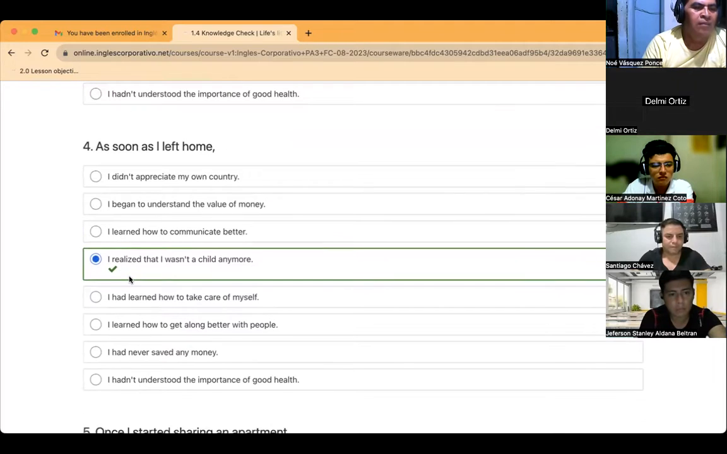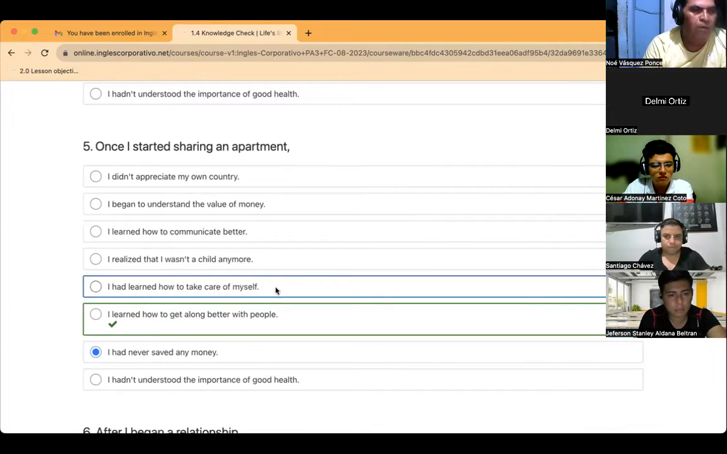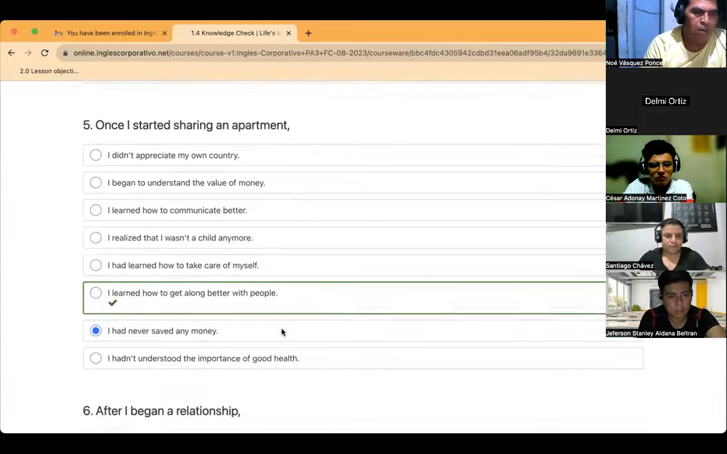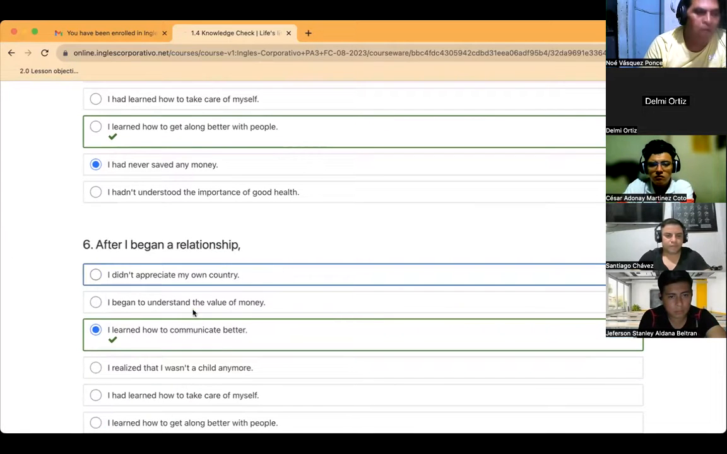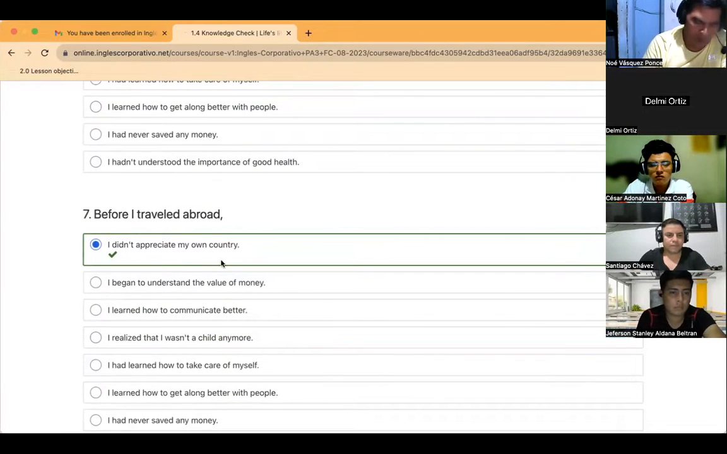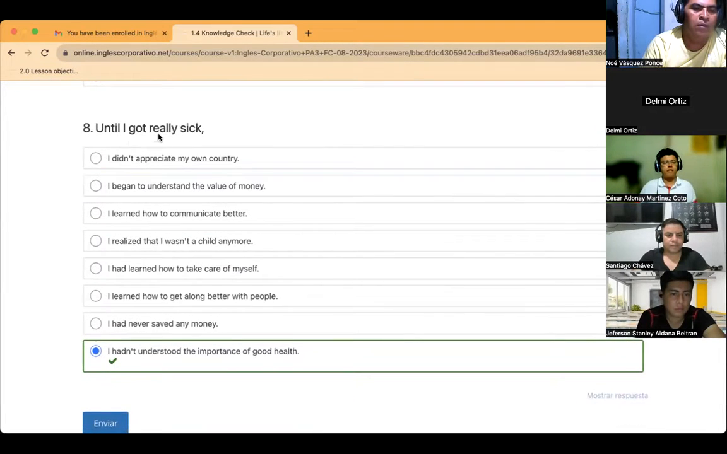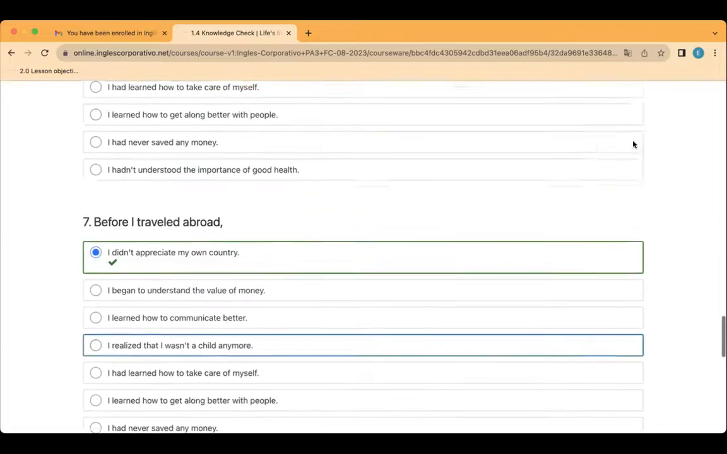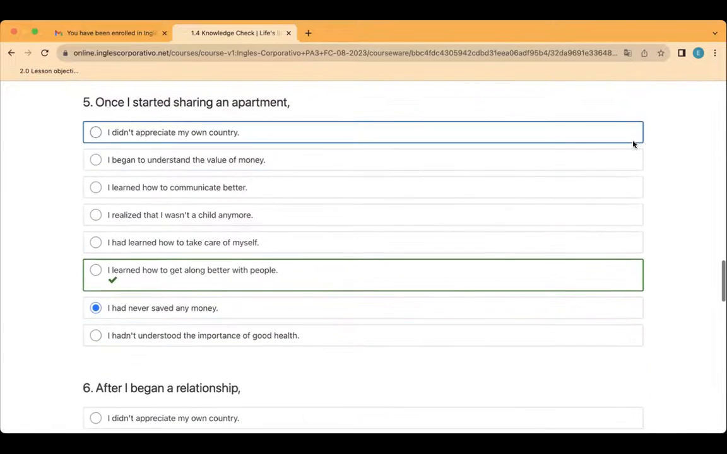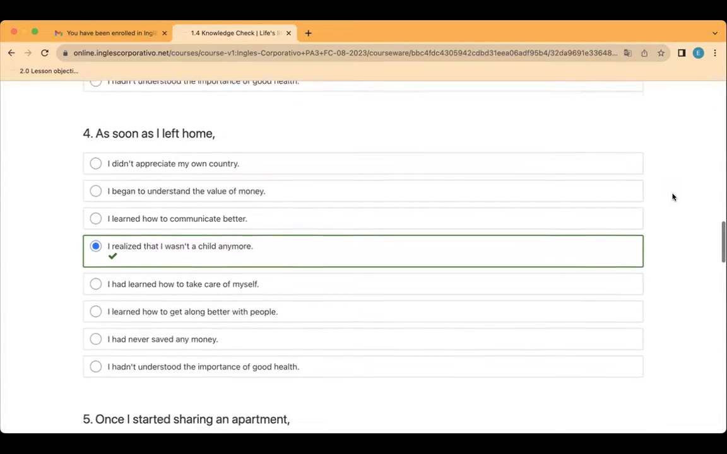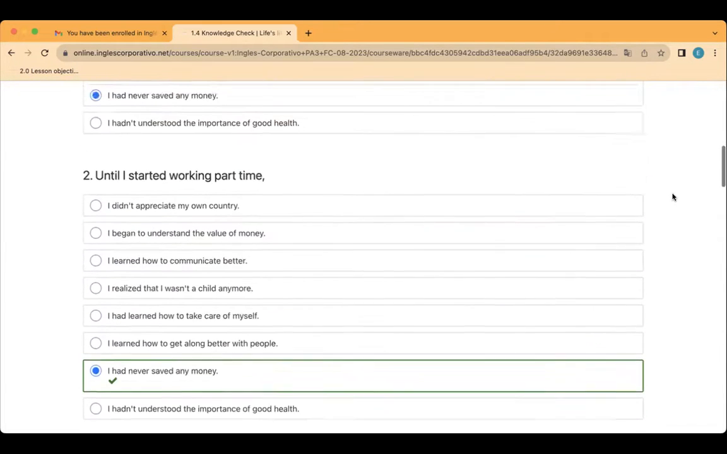Number four was correct. I realized that I wasn't a child anymore. Number five was not correct. Once I started sharing an apartment, I learned how to get along better with people. Okay. Number six, after I began a relationship, correct. I learned how to communicate better. Seven, before I traveled abroad, I didn't appreciate my own country. And number eight, until I got really sick, I hadn't understood the importance of good health. Any questions? Are any of them that you would like me to repeat or show you to be sure that it's clear? It's clear for now. Okay.